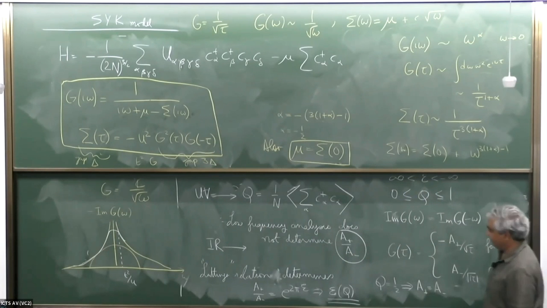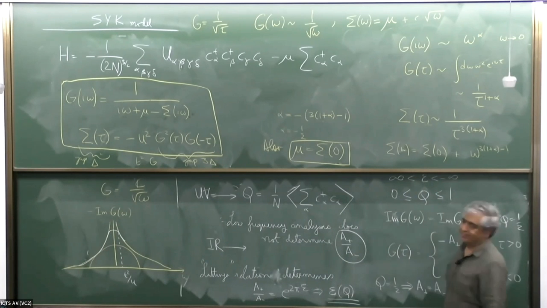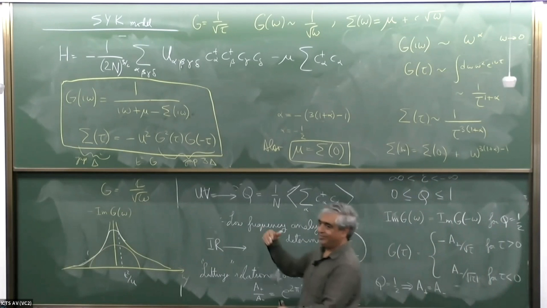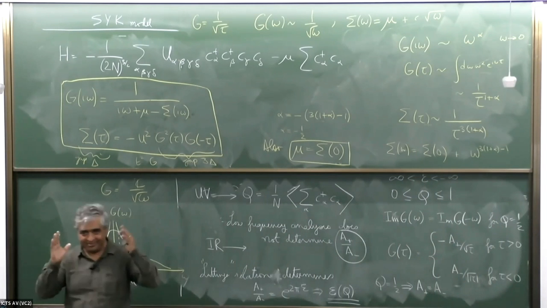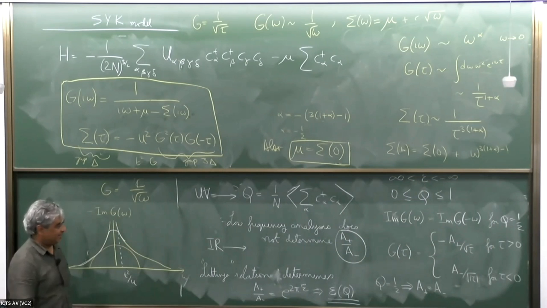And why have I called it E? Well, it turns out this E is related to the electric field on the surface of a charged black hole when you take the gravity interpretation. That's why I call it E.